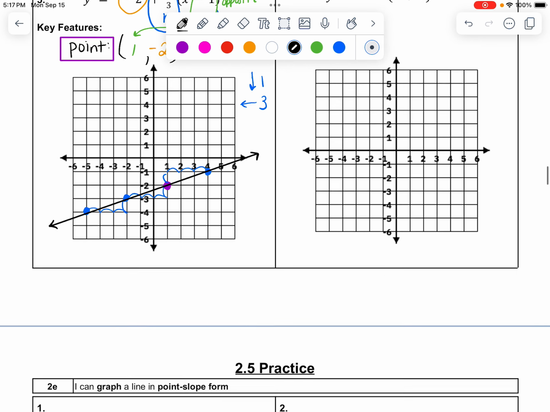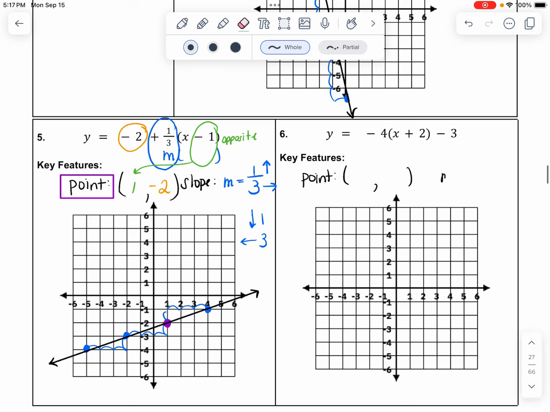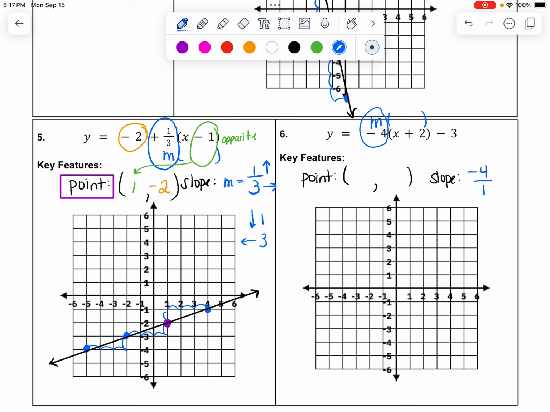Last but not least, we're going to identify our key features. So we are going to need to find the starting point and the slope. In this problem, I'm going to find my slope first. So if I write down m parentheses, I can see that my m is -4, and I'm going to write over 1 to remind myself that that's a fraction.